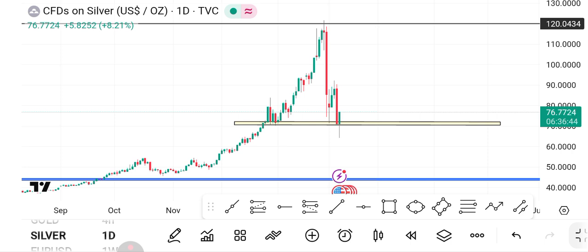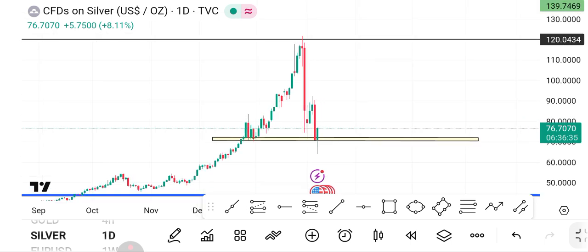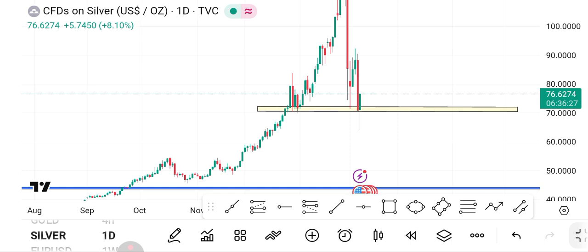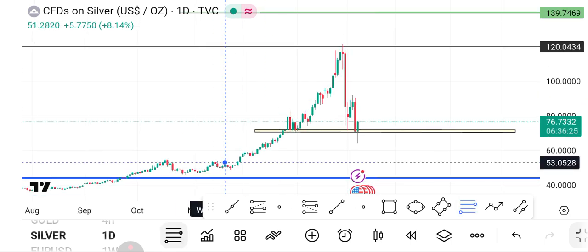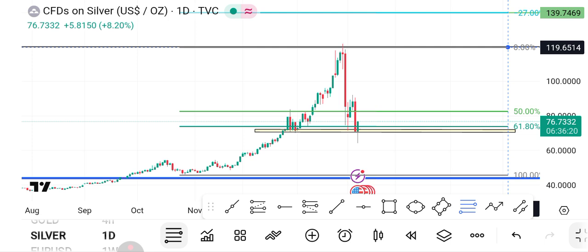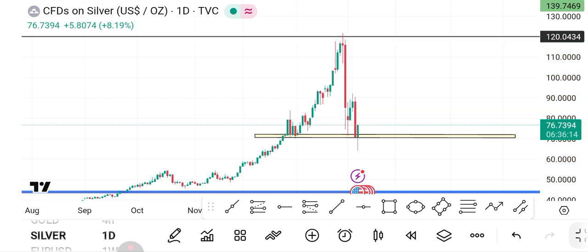News came out that they were going to elect the new Federal Reserve chair, who is like Powell is getting off, and they're bringing some guy called Kevin. So that's why price fell like this. What did I have? I had a demand zone there. I had Fibonacci. And pretty much did not see why we shouldn't be buying.